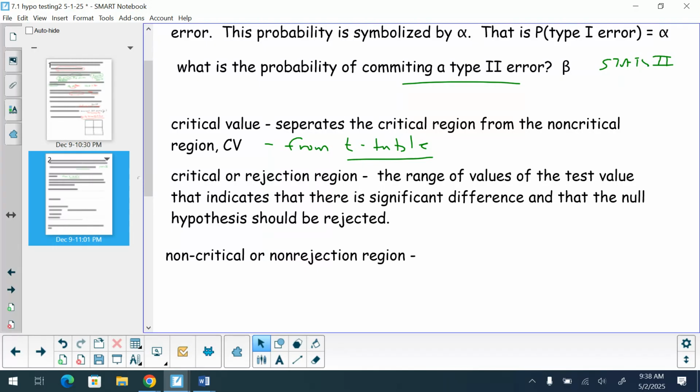So what we have done up till now is we have stated a null and alternate hypothesis. We will run a test value which will look like some of our z-scores that we have calculated. We will look at some critical values, and we will label our bell-shaped curve as a critical region or non-critical region.